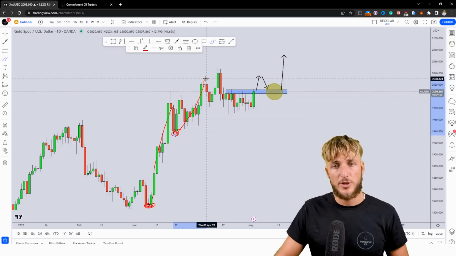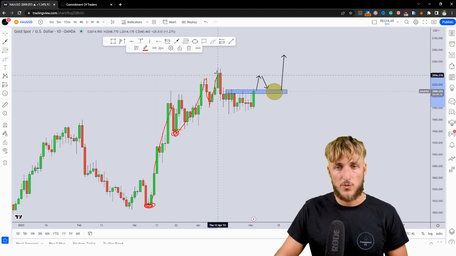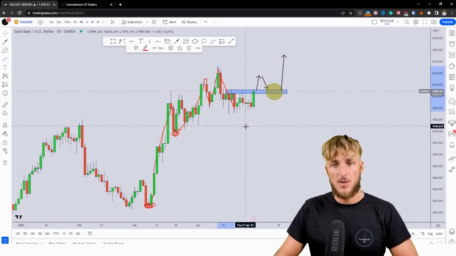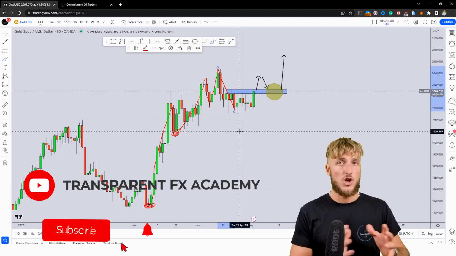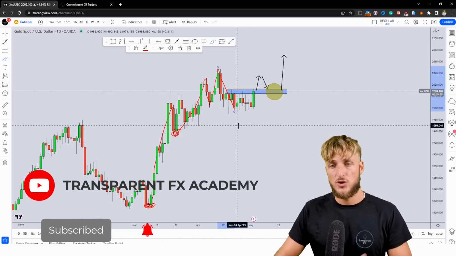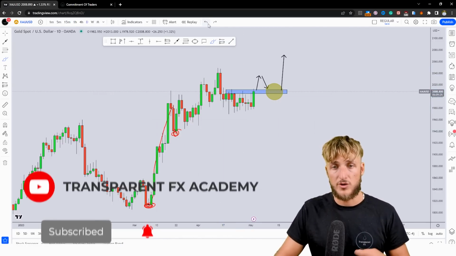Then from here, I explained all the reasons for which we could expect this correction and then the creation of a higher high before then getting rejected lower. And by the way, I will link in description all these previous analysis so you can go and check them out for more free education.